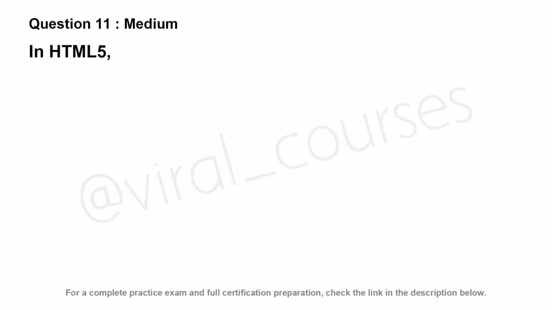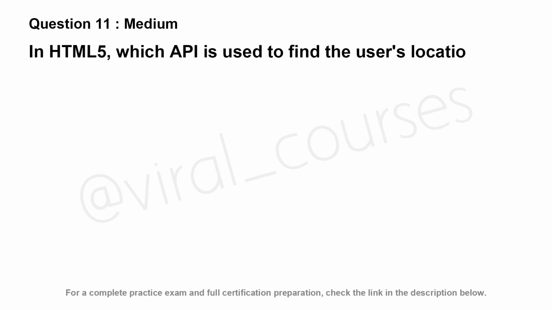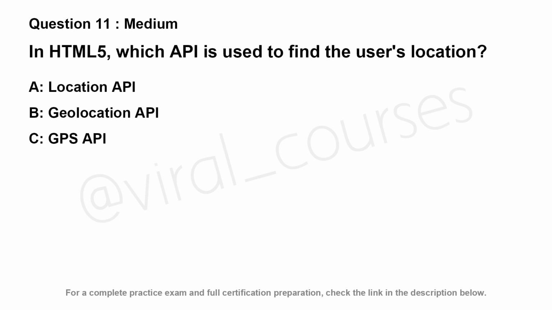In HTML5, which API is used to find the user's location? Option A, Location API. Option B, Geolocation API. Option C, GPS API. Option D, Map API.